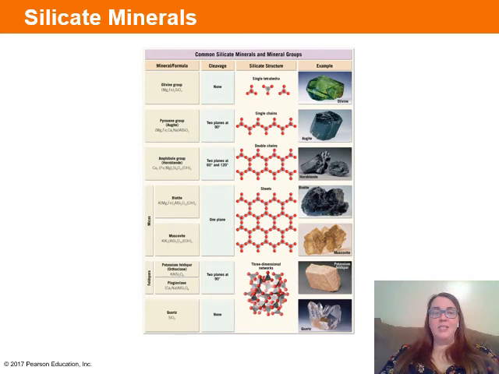But it's not always these nice chains and sheets that develop. Some of our minerals, especially those really hard minerals like quartz, are going to have these really complicated 3D networks. And these 3D networks are just going to be incredibly difficult to break up, which is why quartz is so difficult to break. It has a very strong resistance because of how complicated the tetrahedra are and the way that they bond together.